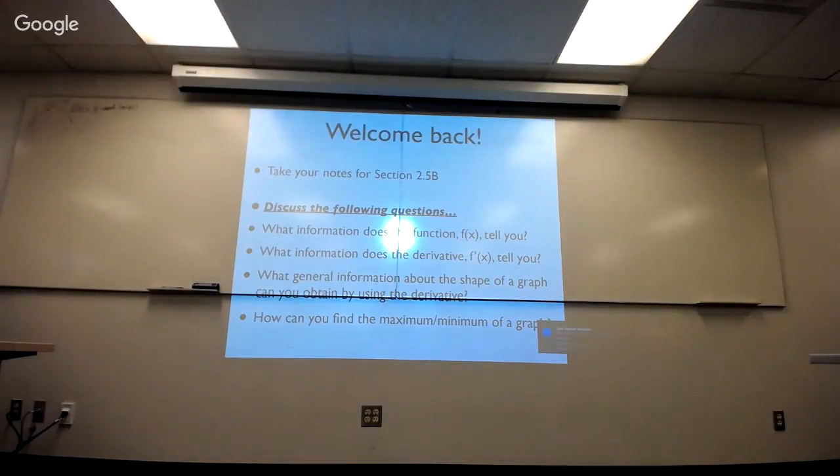Now, what general information about the shape of a graph can you obtain by using the derivative? Generally speaking, if the derivative is positive, you know the graph is going up. So if f prime of x is positive, then your graph is going up. If f prime of x is equal to 0, then you've reached a flat spot, either a maximum or a minimum. And if f prime of x is negative, then your graph is going down.